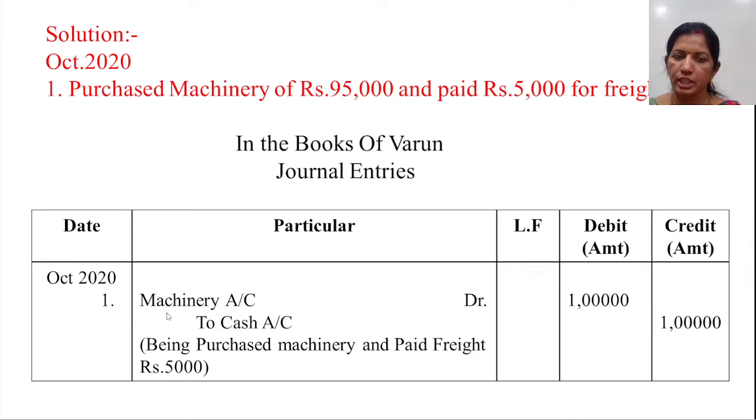When we purchase a new asset, whatever expenditures are paid, say carriage, installation charges, freight, transport charges, should be added to that asset account. Remember this rule. Journal entry is machinery account debit to cash account. And the narration is being purchased machinery and paid freight. Understand the first journal entry? Purchased machinery of rupees 95,000 and paid 5,000 for freight. It was our first transaction and the entry we passed, machinery account debit to cash.